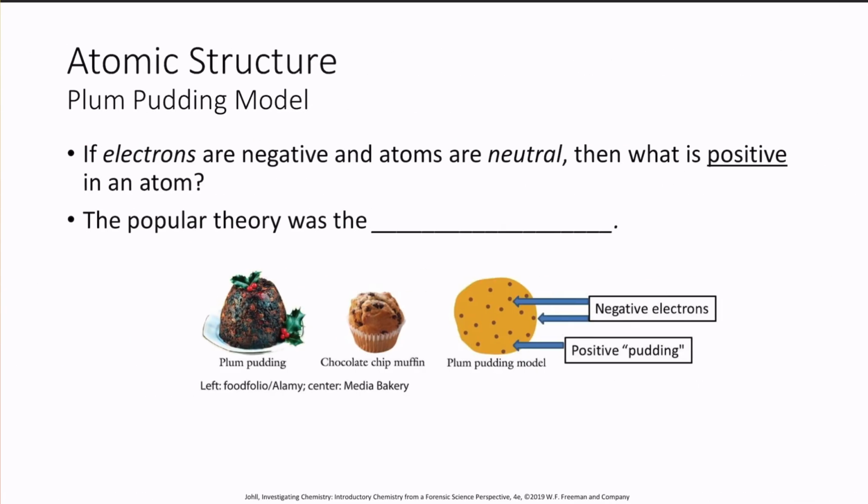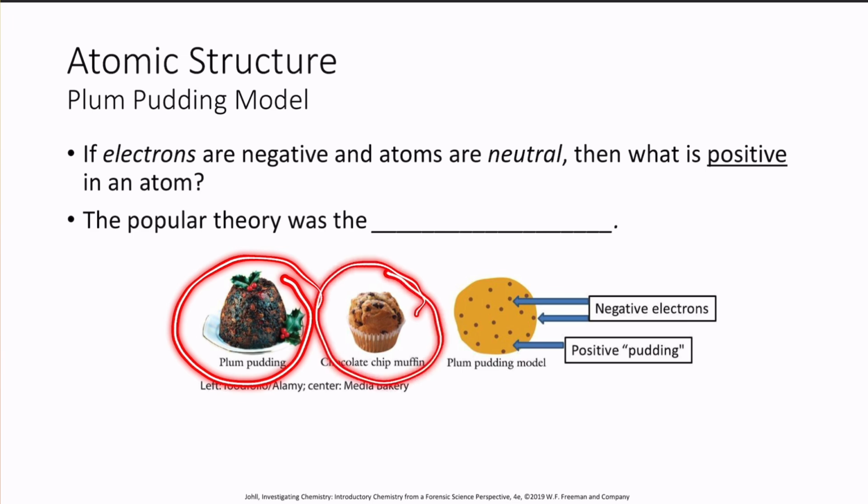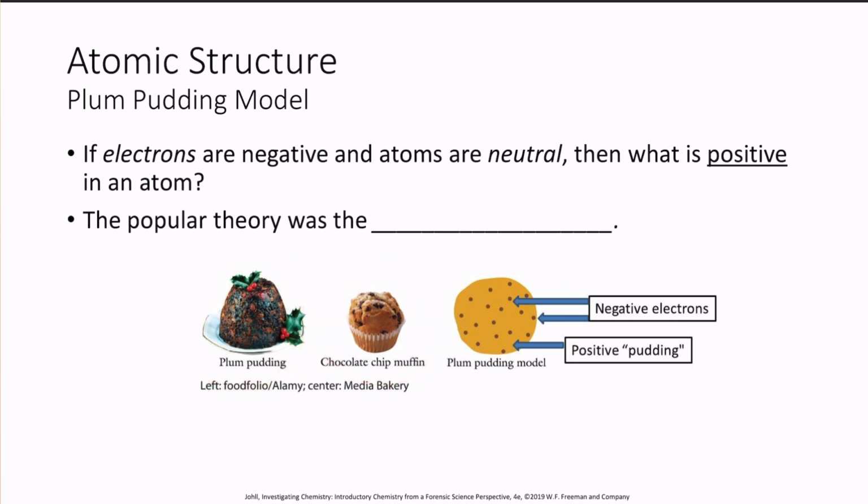So the first model of an atom was called the plum pudding model of an atom. Now, in America, we don't really know what plum pudding is. It is a very popular dish in Europe, specifically England. And this is plum pudding right here. We can kind of equate it to a chocolate chip muffin or a blueberry muffin. Essentially, what it said is there was the positive pudding part. So this entire thing was a positive area of the atom. And then it had the negative electrons just kind of splattered all around the positive pudding area.